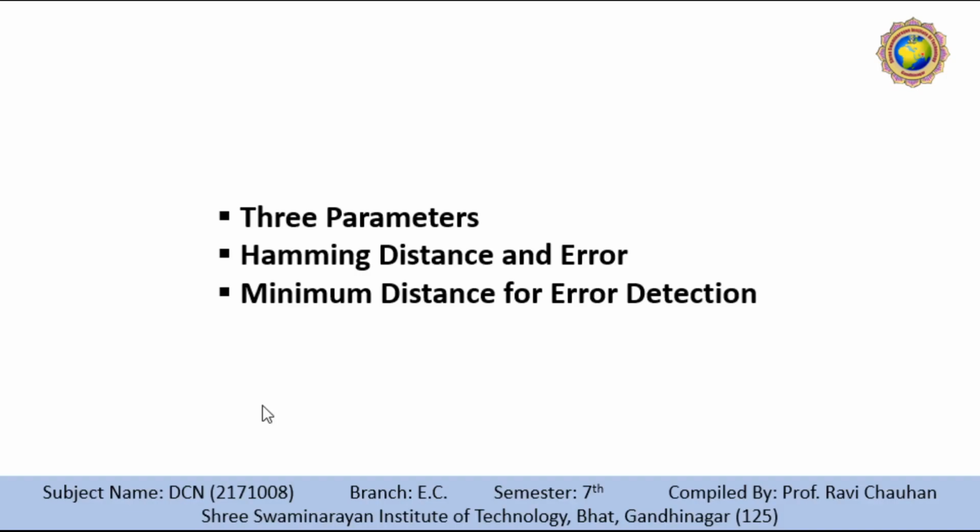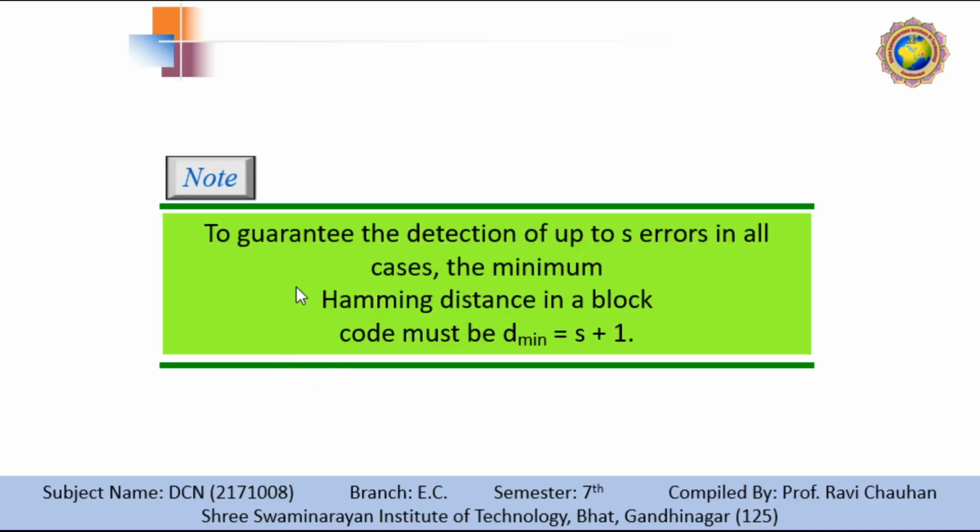We need to clarify a point here. Although the code word with d minimum S plus 1 may be able to detect more than S errors in some special cases, only S or fewer errors are guaranteed to be detected. So we can say that to guarantee the detection of up to S errors in all cases, the minimum Hamming distance in the block code must be d minimum equals S plus 1. Fine. So we can say it easily.